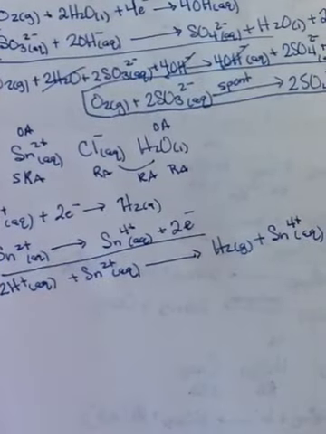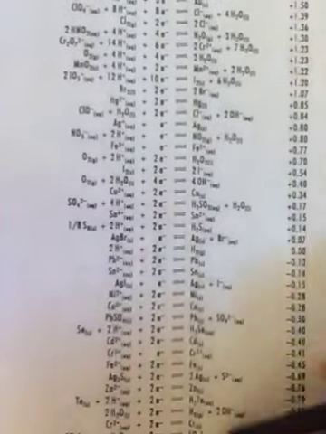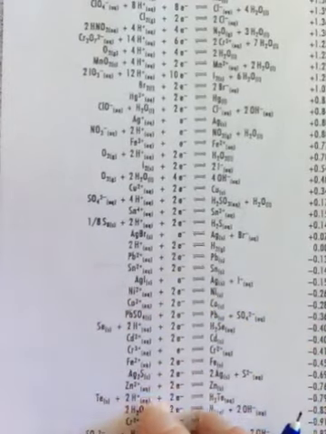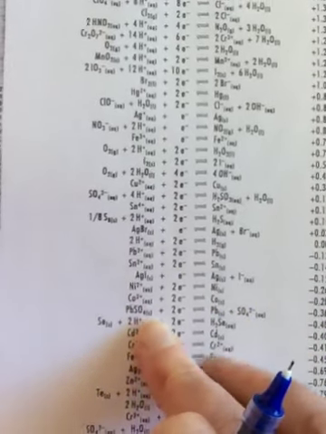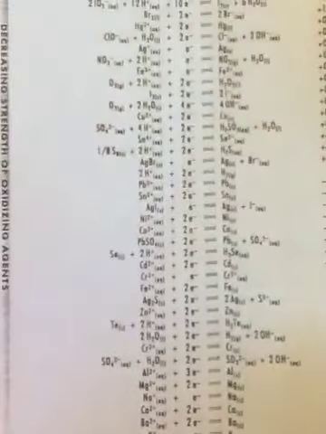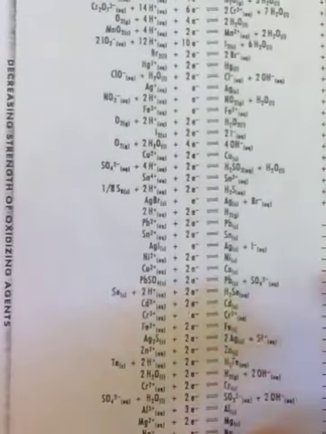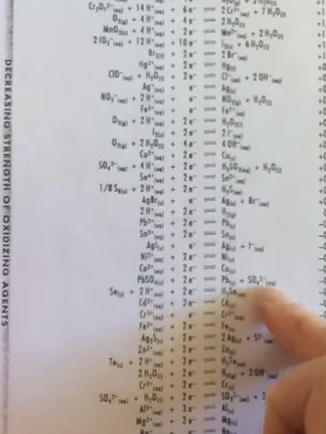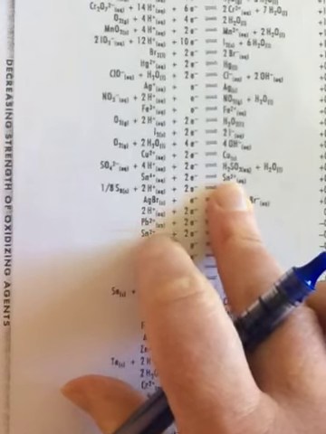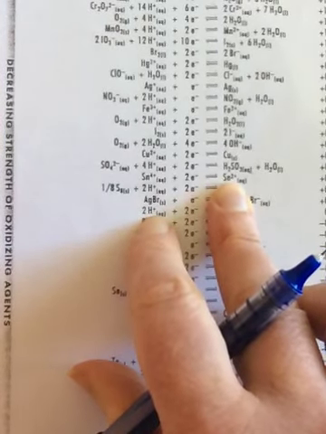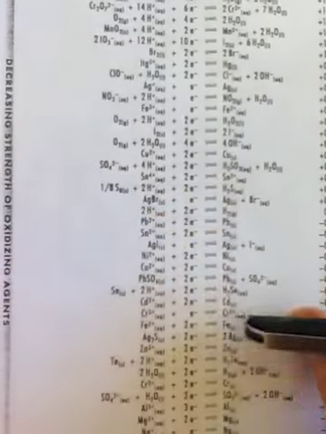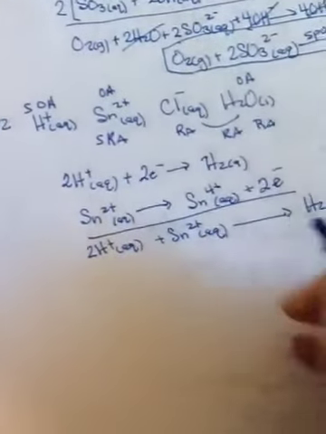Last step, find out if it's spontaneous or not. So here I go looking for the H+ again. I should really just note where it is, but when I put the sheet down, I can't tell how close or how far I am from the bottom on the screen. So my Sn2+ is here, and my H+ is here. So the OA is below the RA. It is non-spontaneous.